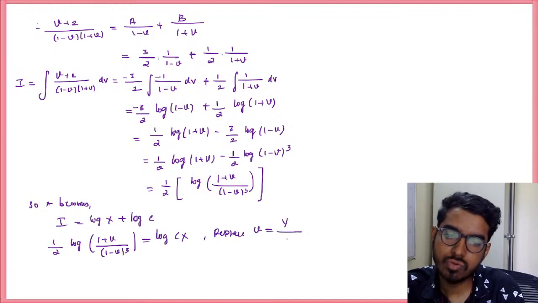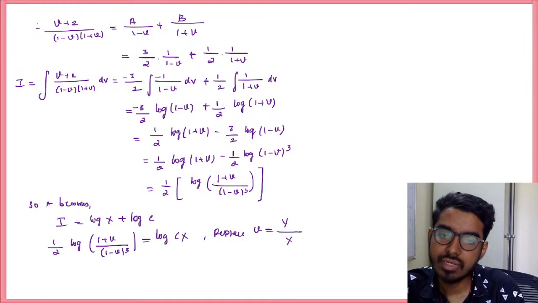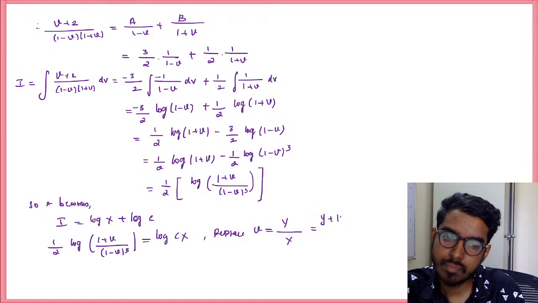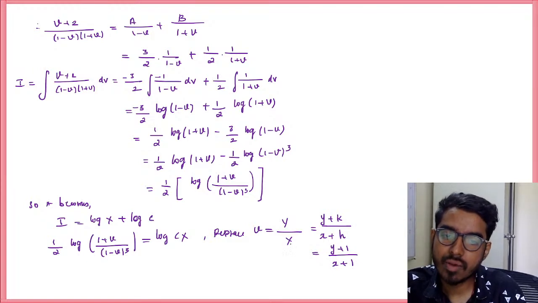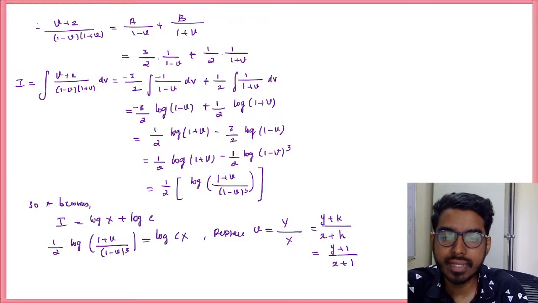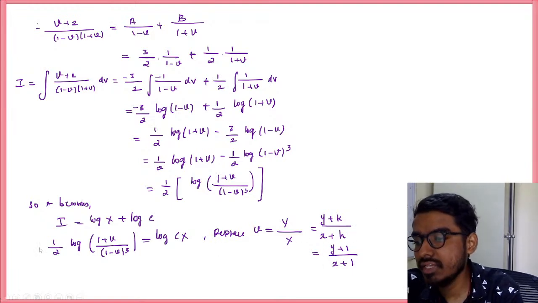So replace b to be equal to capital Y by capital X. And what is capital Y? Capital Y is small y plus k. Capital X is small x plus h. And what is the value of k? It is 1. H is also equal to 1. That means you have to replace b to be equal to y by x, and wherever you have capital Y by capital X, replace this. You will get the required solution. That's it.